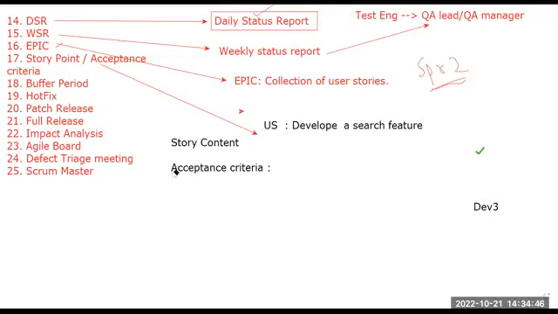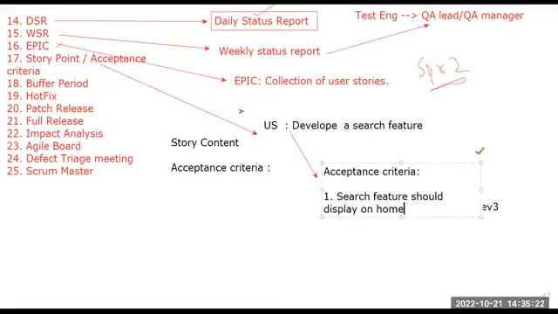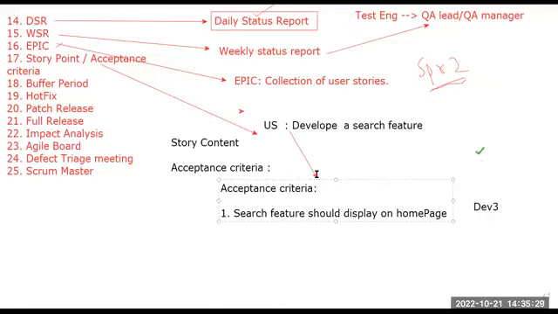In that case, whatever the BA or client does, they will be writing acceptance criteria for this particular user story. We want to develop a search feature, but what is the exact criteria we have? So here we will note down the acceptance criteria. It's like detailed information about the requirement. We give brief information about how exactly we want to develop it. So in the acceptance criteria for the search feature, we can write, okay, the search feature should display on the home page. Getting my point? That is my first acceptance criteria. It's like an instruction to develop the search feature. Similarly, we call these acceptance criteria for the search feature.